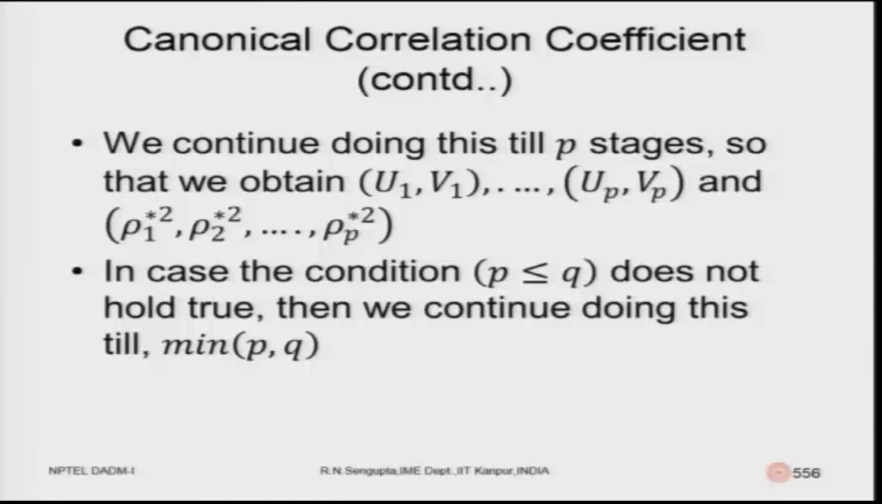We continue doing this till the p stage, because you remember the p stage depends on the number of such random variables there are for x.